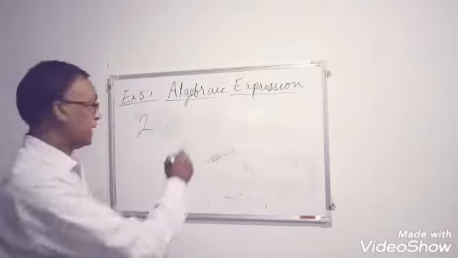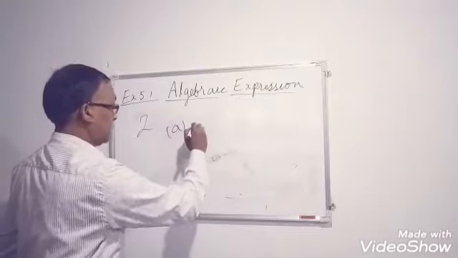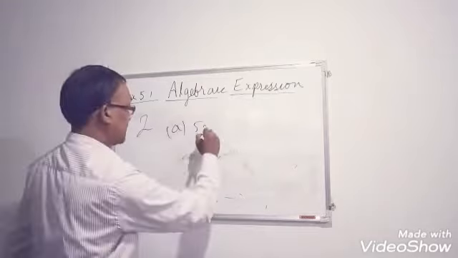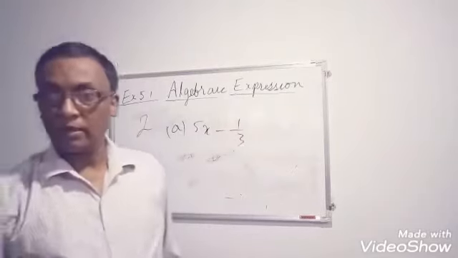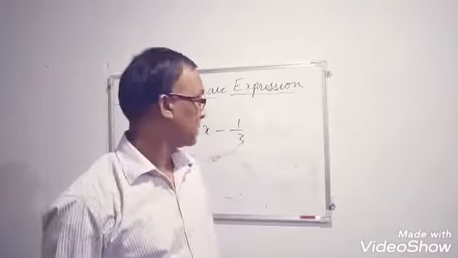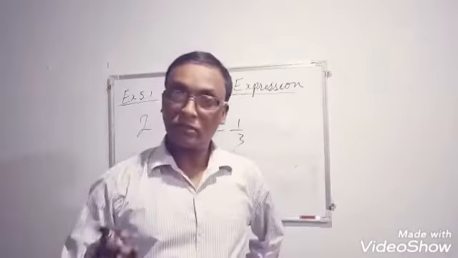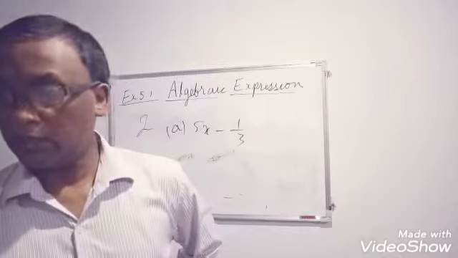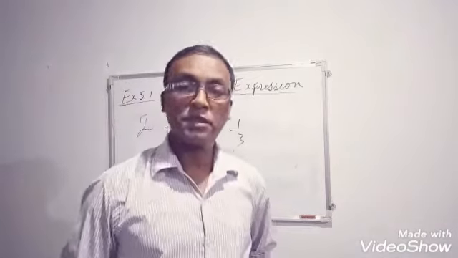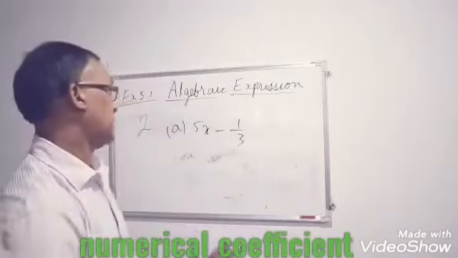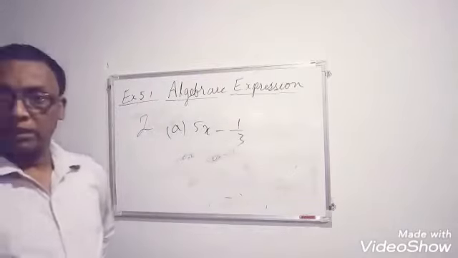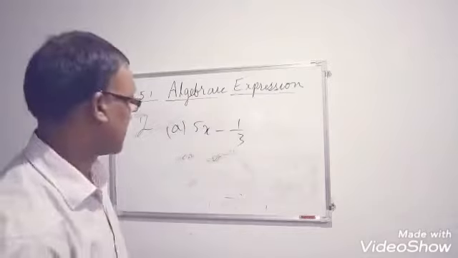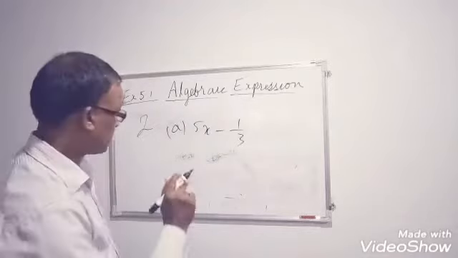Question number 2, a. 5x minus 1 by 3. What is the question? Identify the numeric coefficient of the term other than the constant. This is constant, we have to leave the constant. So we have to identify the numeric coefficient of the following term.